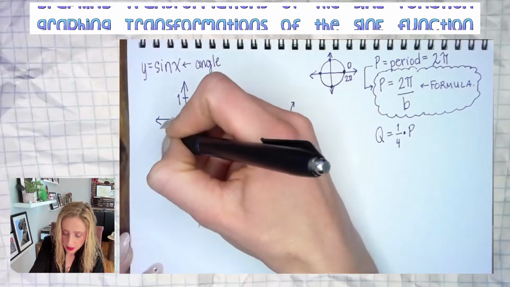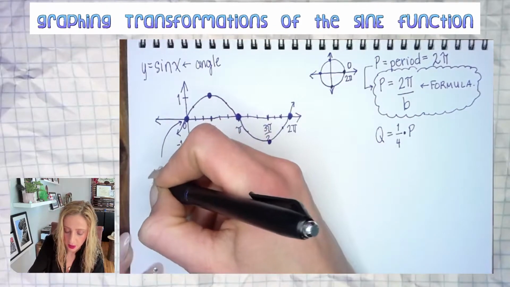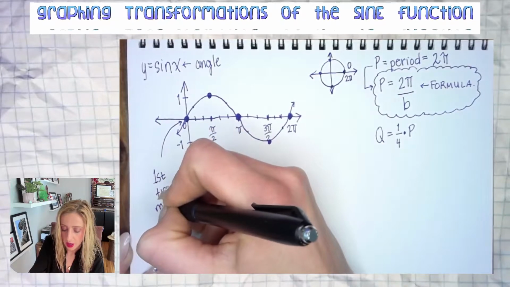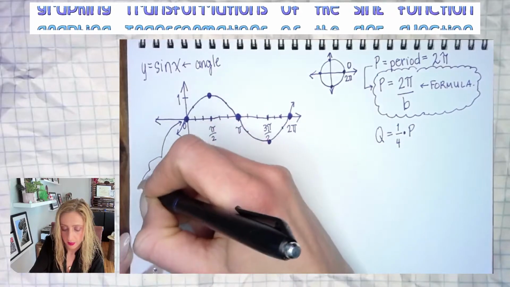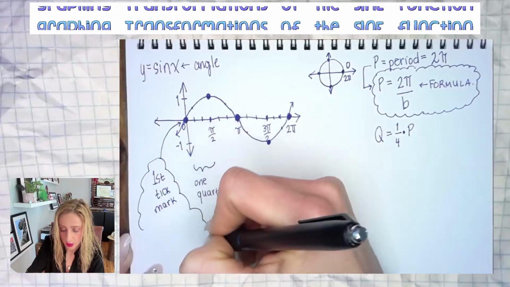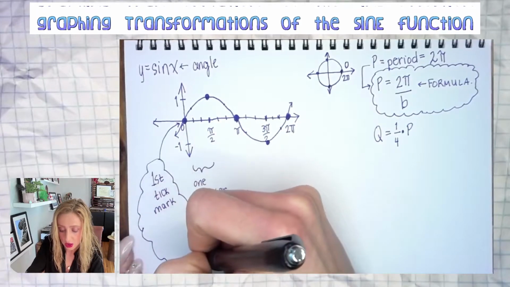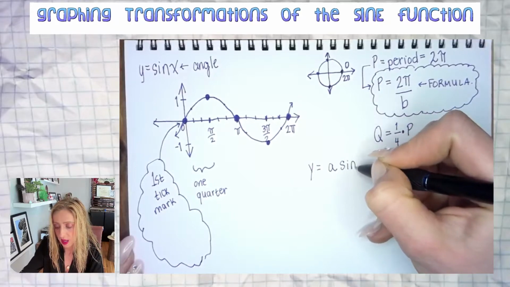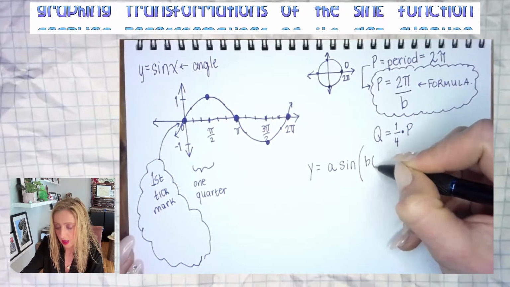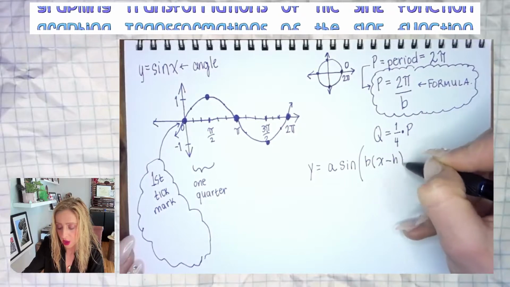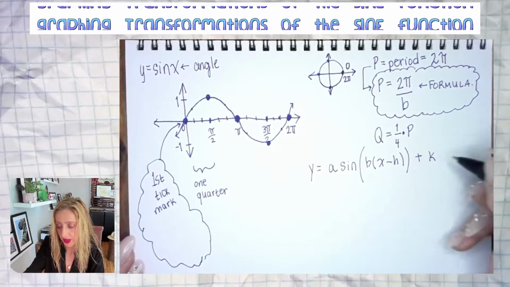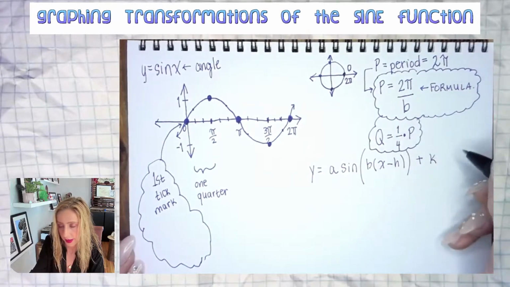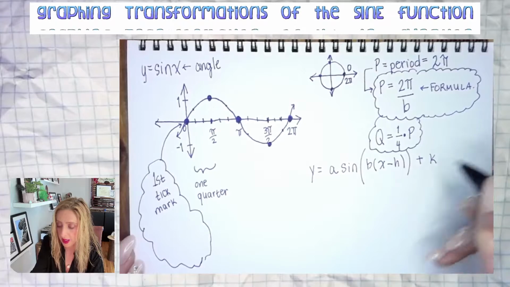We also would like to find our first tick mark. The first tick mark is also important. The first tick mark is always going to be found by using h in your transformation equation, y equals a times the sine of b x minus h plus k. So quarter of the period, there's the formula. It's just literally 1/4 of the period.